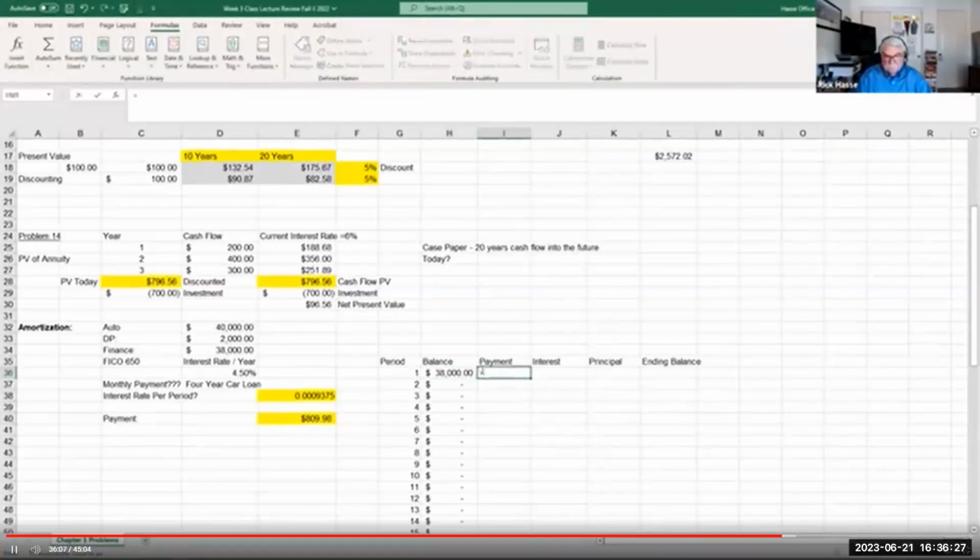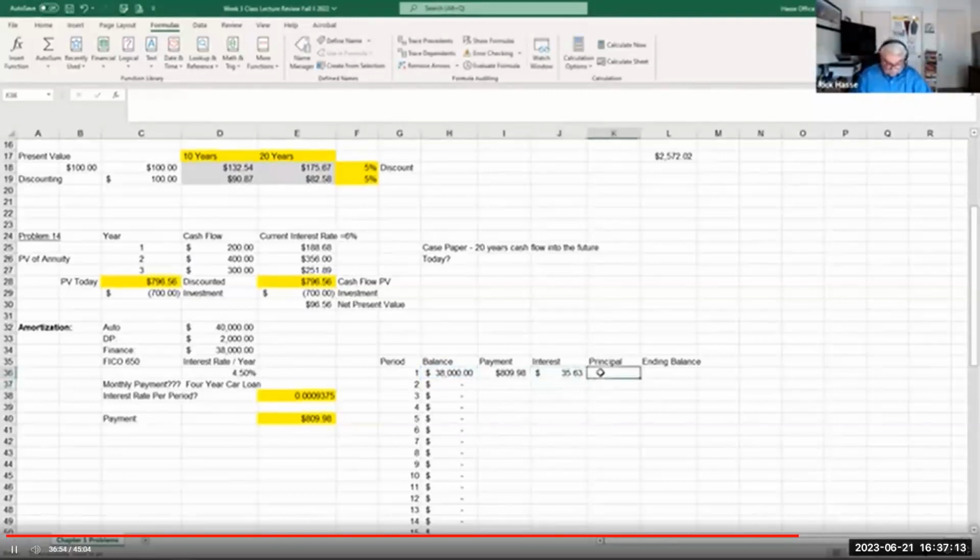Equals $809.98. Our interest on our loan right now for this first payment, well, if we take $38,000 times our interest rate per period, 0.0009375. And remember, I'm not going to ask you to do this. I just want to show you how it all works. There's my interest rate per this first payment. I'm taking the principal times my interest rate per period.